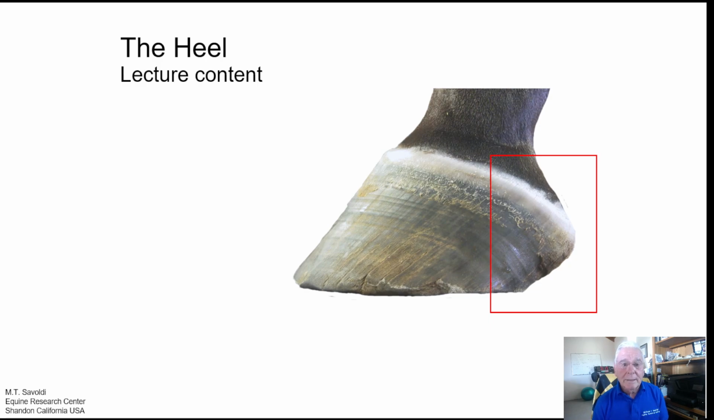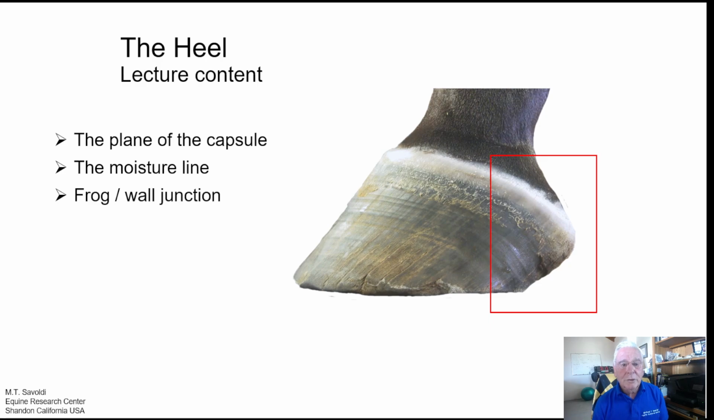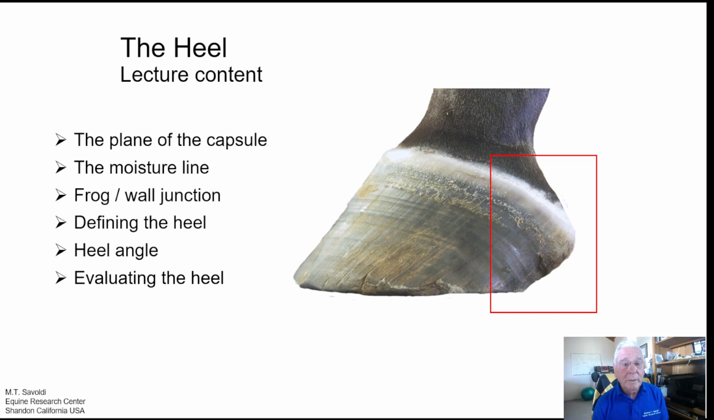Our lecture content. We will discuss the plane of the hoof capsule, the moisture line, frog wall junction. We'll define the heel angle, evaluating the heel, and trimming the heel. Now, there's two words in there that might be a little confusing, and that's the moisture line and the frog wall junction. These are terms not used very often, but they are critical to understand when we want to evaluate detail within the foot.